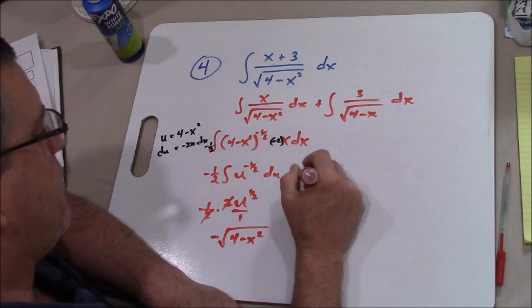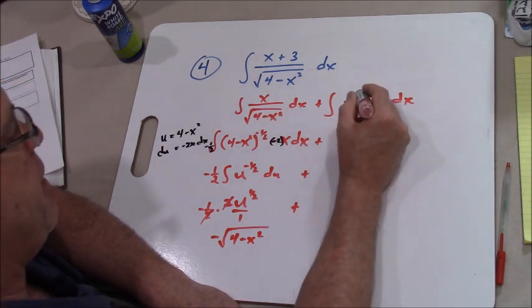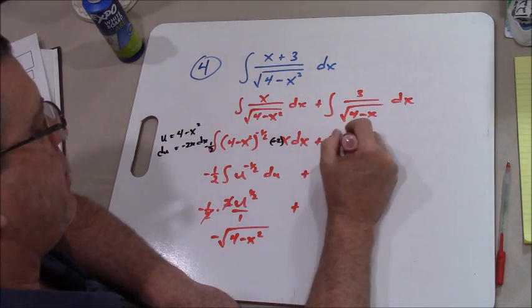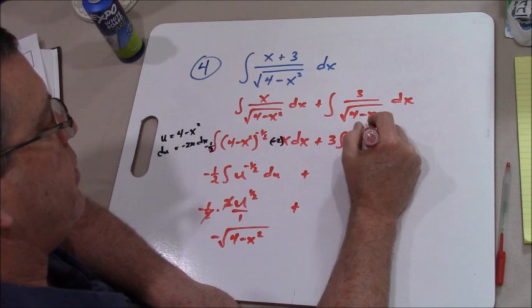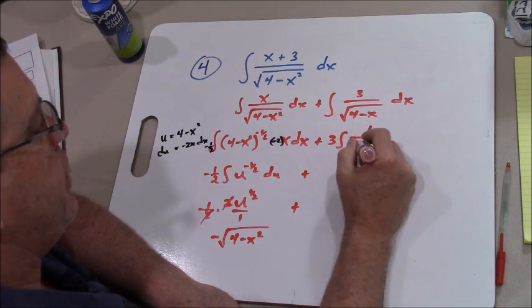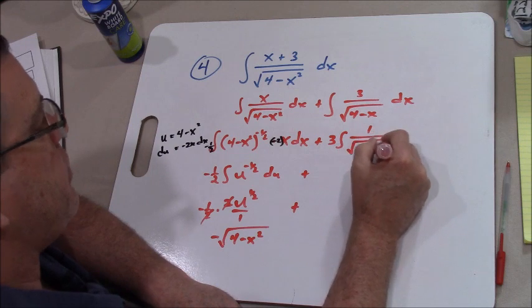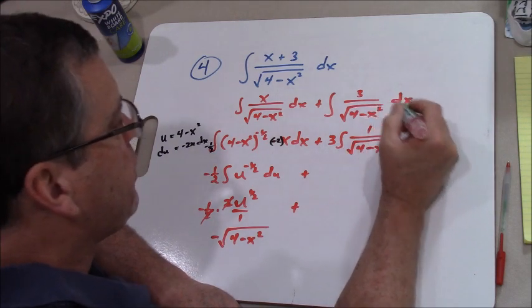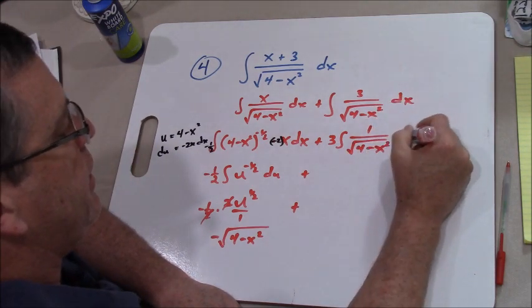Alright, so we're adding all this stuff. I think what I'll do is I'll move that 3 to the outside. So I now have the integral of 1 over the square root of 4 minus x, this is supposed to have an exponent of 2, and then dx.